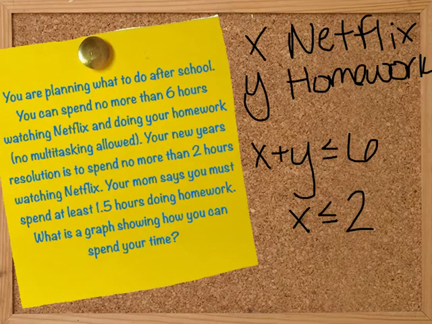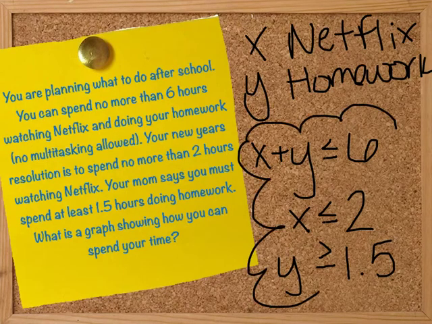Your mom says you must spend at least 1.5 hours doing homework. You can spend more than 1.5 hours doing homework. You can spend 1.5 hours doing homework, but you can't spend less than that. So we will spend greater than or equal to 1.5 hours doing homework. These are the 3 equations that we are going to use. It tells us to graph it, so let's go ahead and graph it.